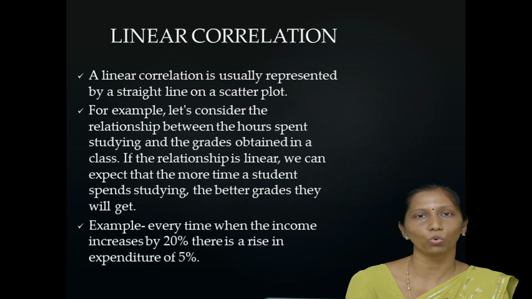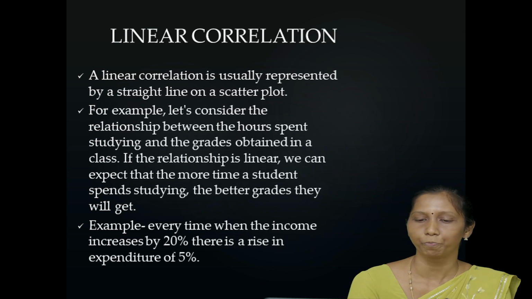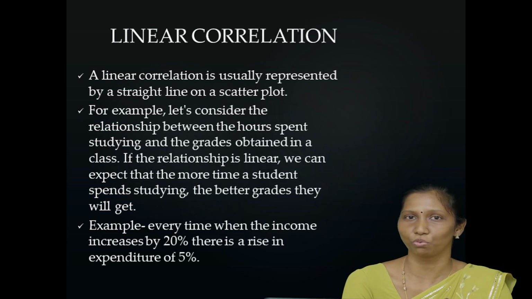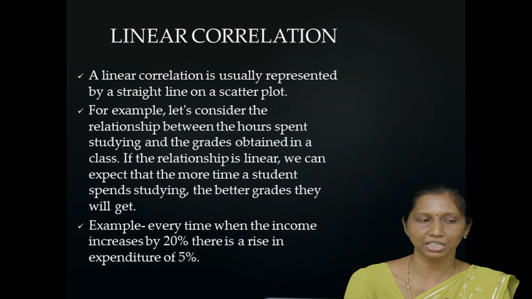Another one is linear correlation. What is a linear correlation? It is represented by a straight line on a scatter plot. For example, let's consider the relationship between the hours spent studying and the grades obtained in a class. If the hours taken by the student are more, the results also will be good. We will see in the diagram.